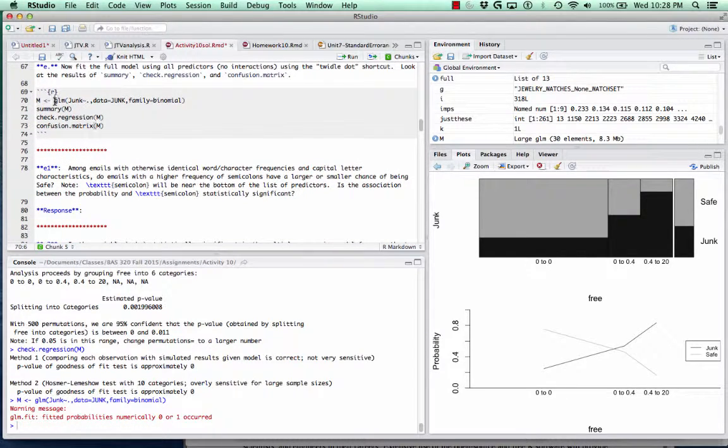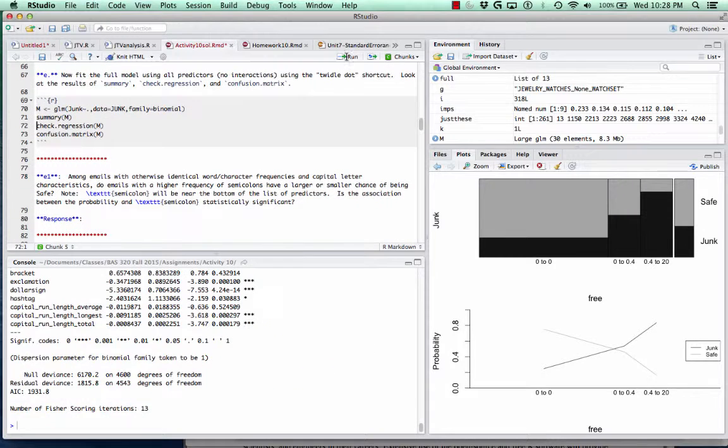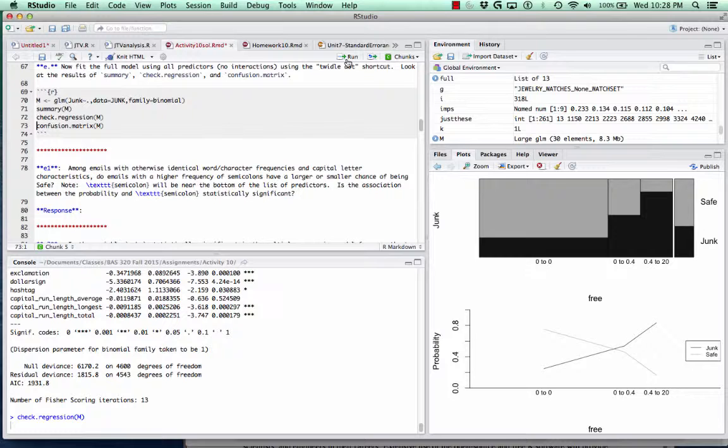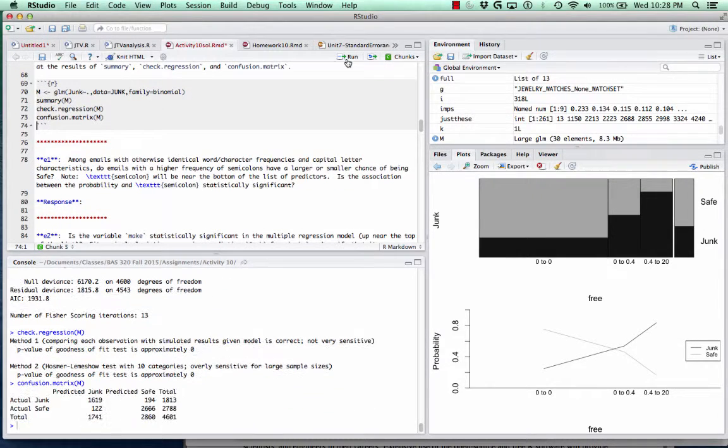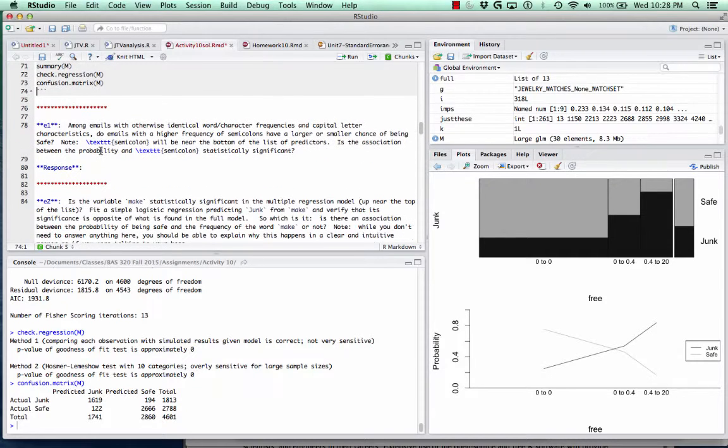Okay, so I fit that model. I can get a summary of it. It's a huge summary because there's a lot of predictors. I can run check regression. It'll take a while because it's a pretty big model, and then I can run confusion matrix as well, and we can answer our questions.